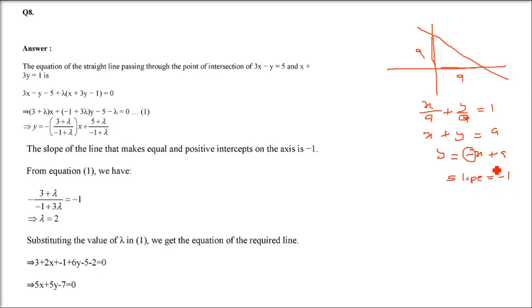And this slope we can use because we have the family of lines. We know this: the family of straight lines passing through the point of intersection of the two lines 3x minus y equals 5 and x plus 3y equals 1, L1 and L2, can be put as L1 plus lambda L2 equals 0. So how do you put it?